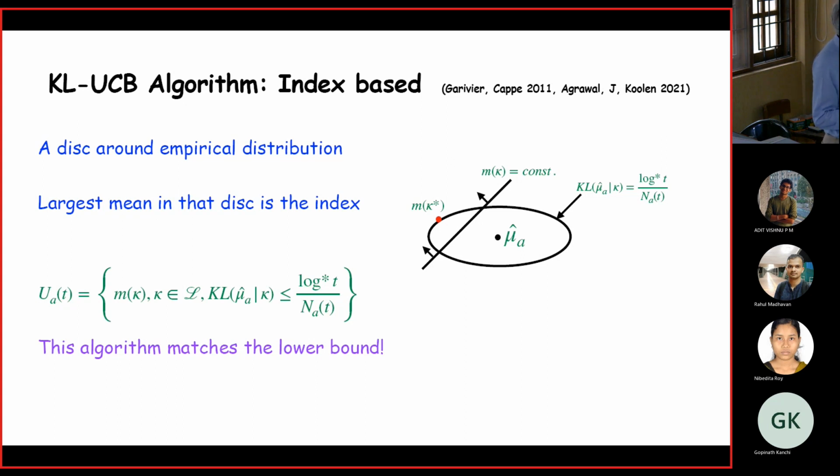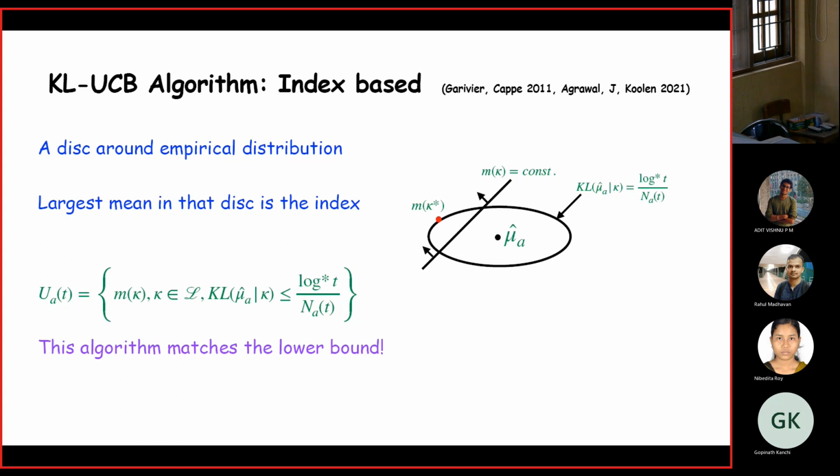So the algorithm just follows. For any arm A, I'll construct an index like in UCB. I have this mu hat A, which is the empirical distribution, so I'm looking in the space of empirical distributions. I make a Kullback-Leibler ball around it of radius log T upon N_A(t), where N_A(t) is the number of samples I've had so far. I collect all the distributions which are this close to mu hat A. Amongst those distributions, I find the distribution with the largest mean, and that's my index for arm A.